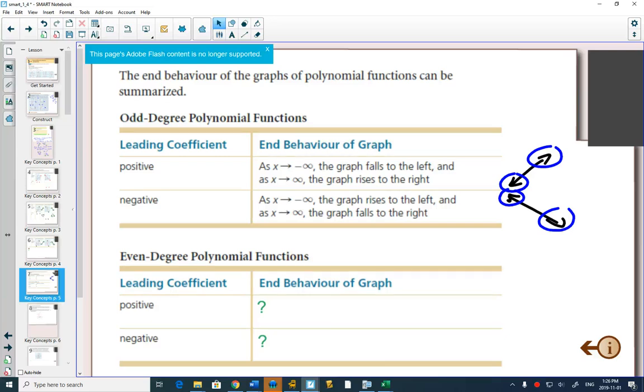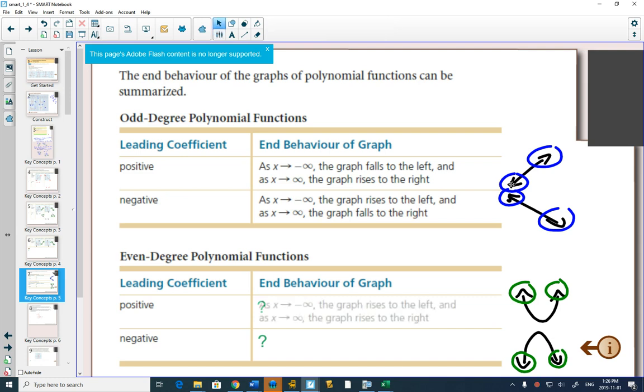Same thing with even degree. What did we learn? Positive acts like a parabola. That means positive parabola, they're both opening up. Negative parabola, they're both opening down. Here's the longer explanation. As x goes to negative infinity, the graph rises to the left, and as x goes to infinity, the graph rises to the right. It's good to be able to read that and understand that, but as far as remembering that, these pictures are a lot quicker and easier to understand.